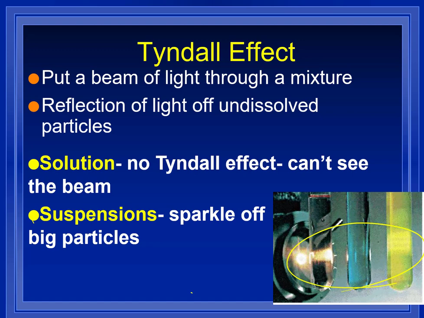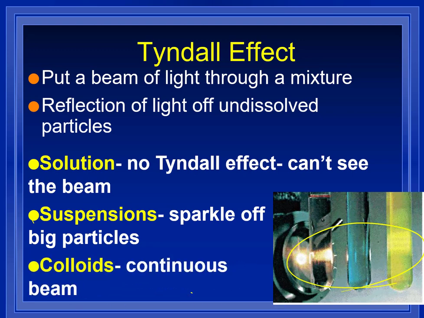So if you have a suspension, you're going to see sparkles off the big pieces. And in a colloid, the pieces are medium-sized. They're too small to see individual particles, but the light's still going to bounce off, so it'll look like a continuous beam. You'll see a continuous beam all the way through it.